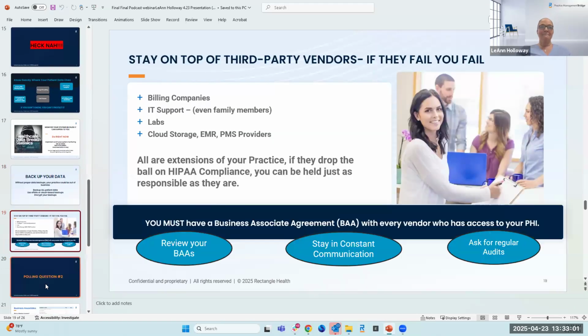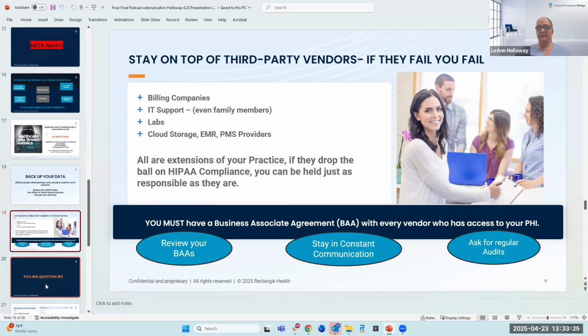Moving on, stay on top of third-party vendors. This is where a lot of people fall short. So stay on top of third-party vendors because if they fail you, you fail. Your compliance ecosystem not only is in-house, but it extends beyond your walls.